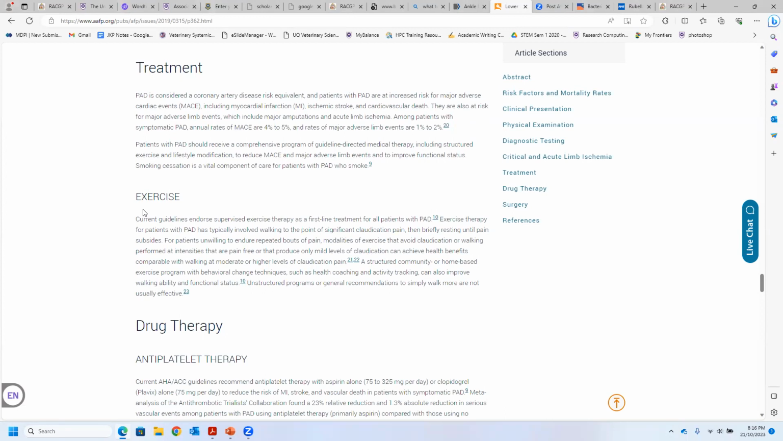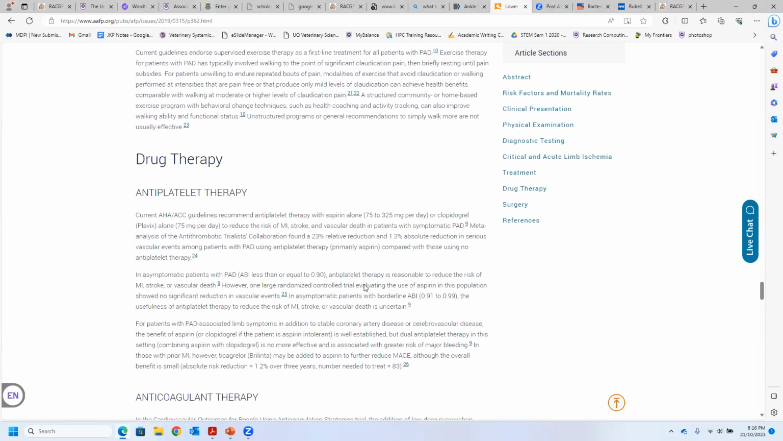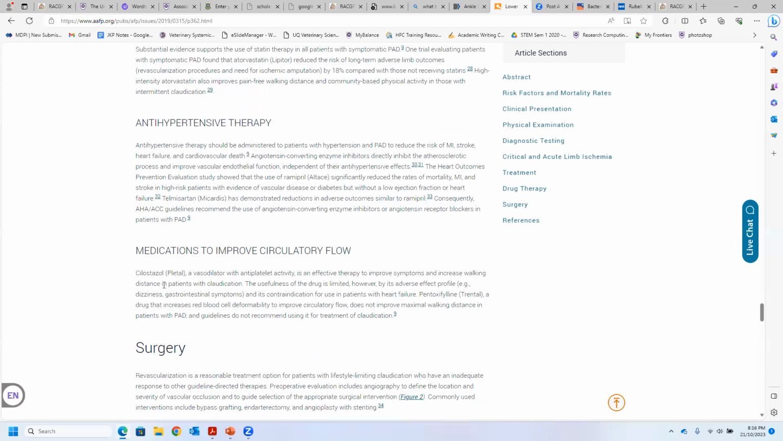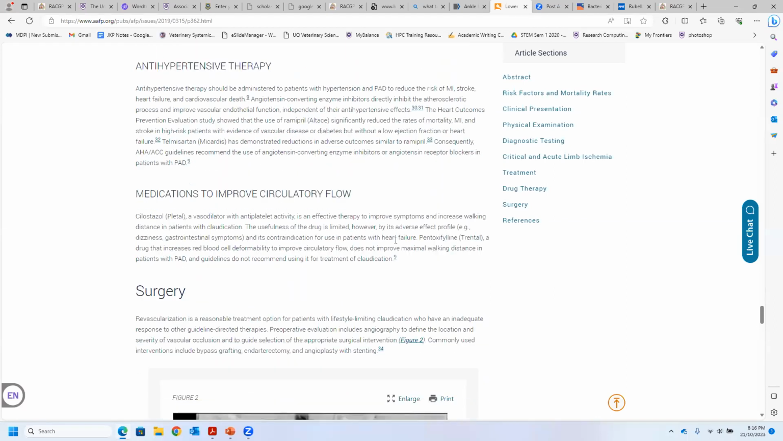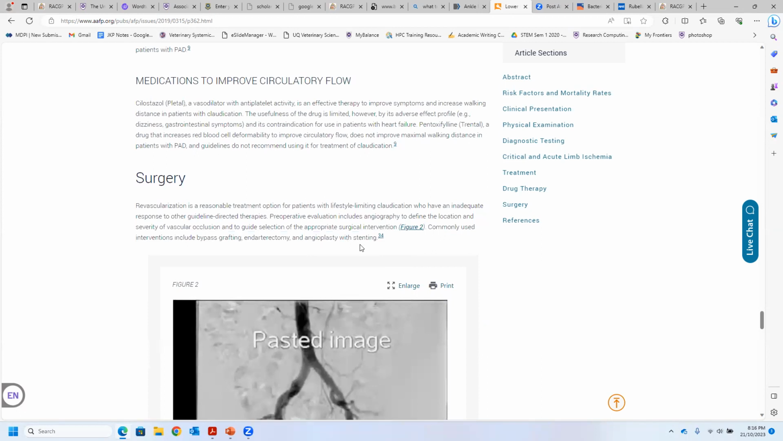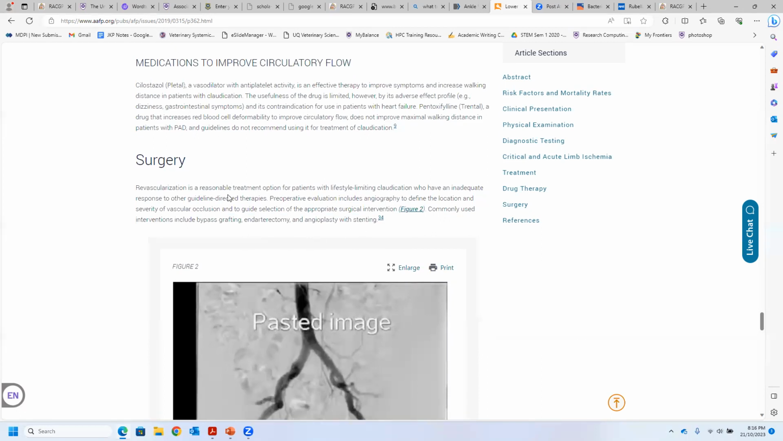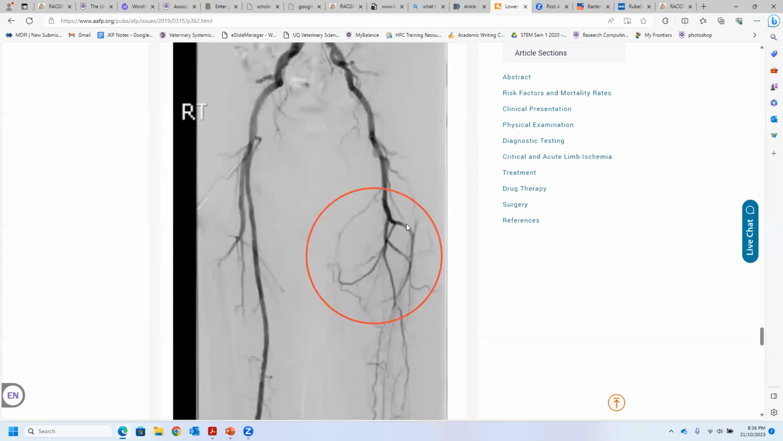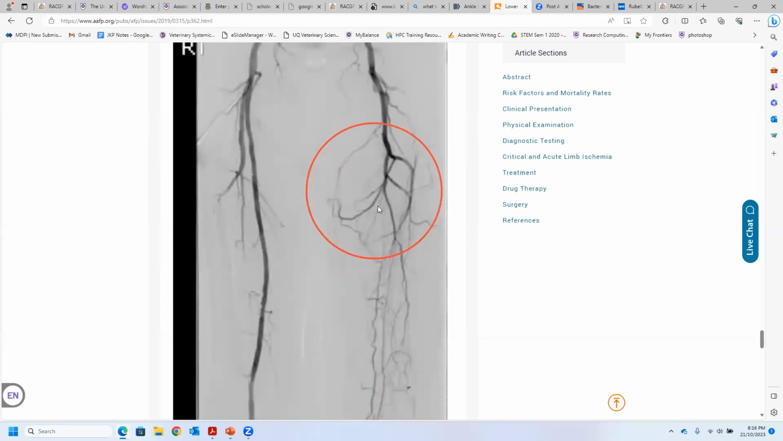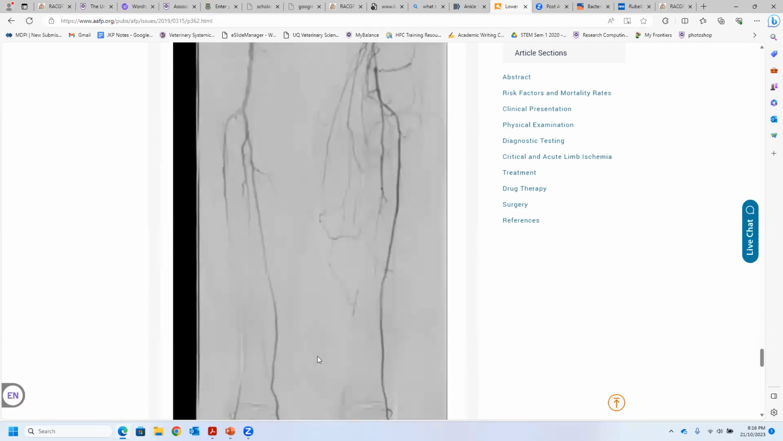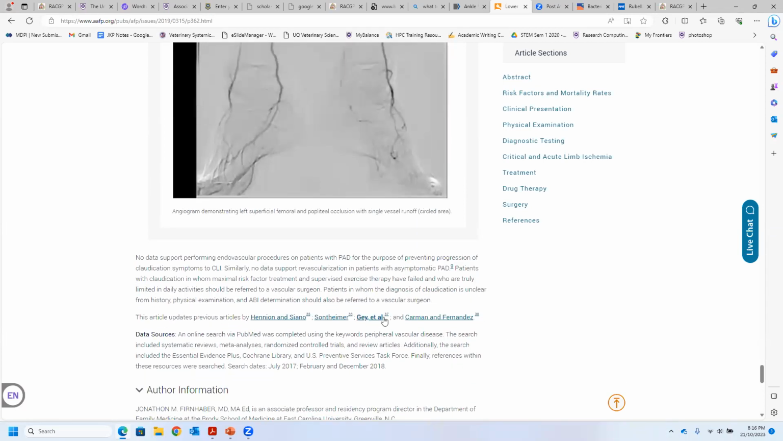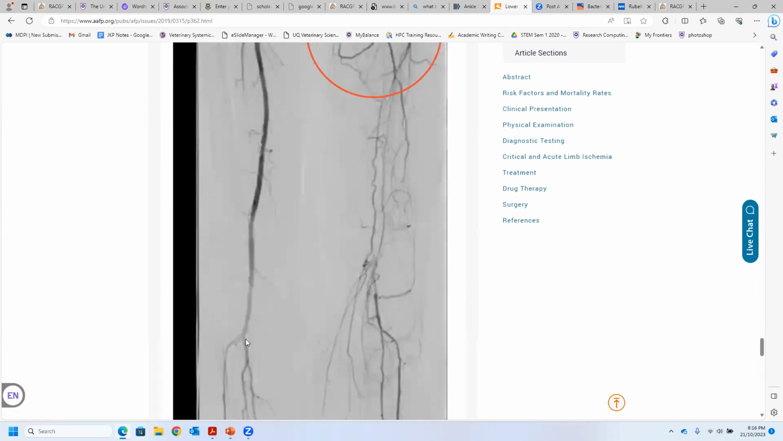You can do the exercise, do the drug therapy with antiplatelet, anticoagulation, statin, antihypertensive medications to improve circulatory flow. But for the critical limb ischemia, we do the surgery, and for the surgery, we do the CT angiography or arteriogram, which will tell us where the blockage is, and then you refer the patient to the vascular surgeons, okay? Is it clear, guys? This is how a CT arteriogram looks.